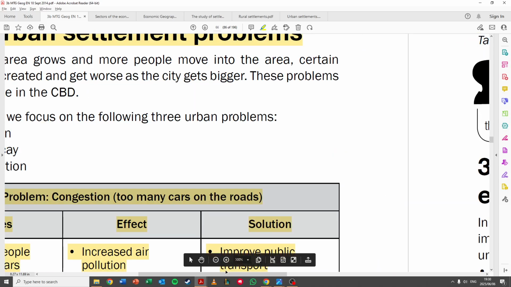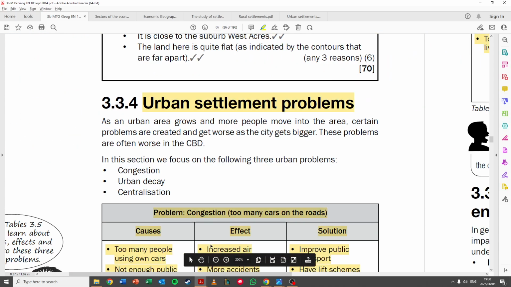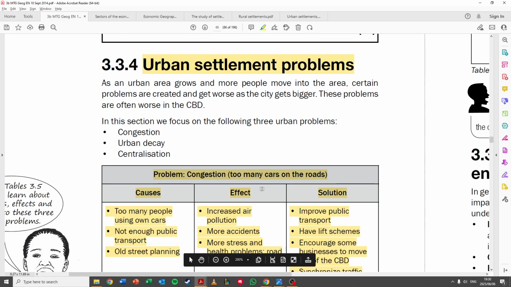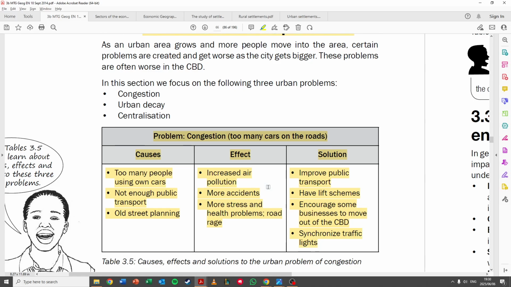Then urban settlement problems. So once again, this can be one of your longer type of questions. A lot of people are moving to urban settlements, and this is not just happening in South Africa, this is happening across the globe. Now, with that, certain problems are going to arise. Some of the most common problems are congestion, urban decay, and centralization.